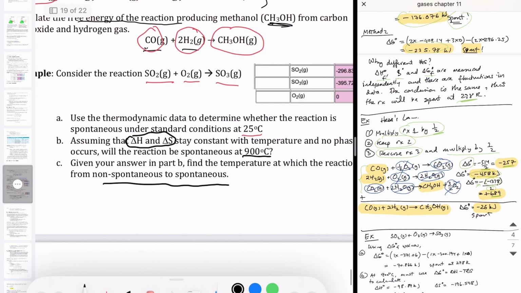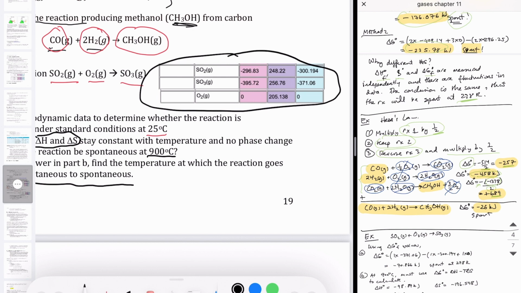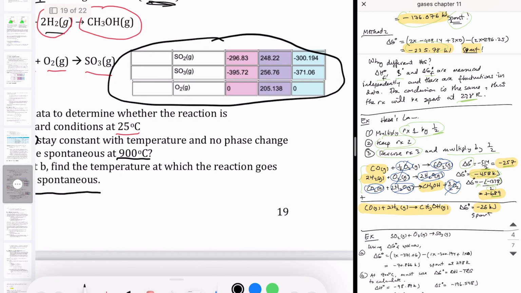Let's start with part 1. All you need to do is just take a look at your thermodynamic values, which again, I've copied just the relevant parts here from that table.